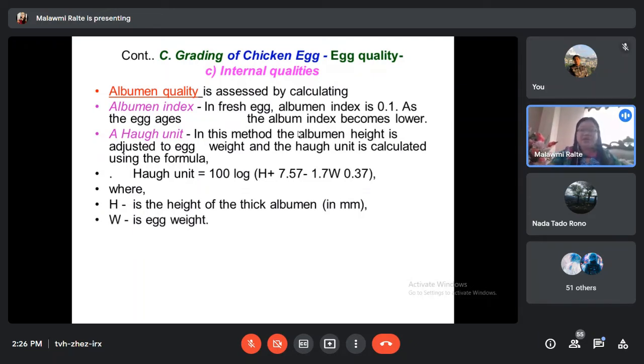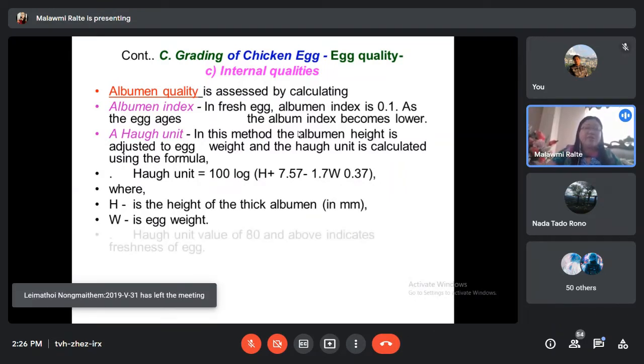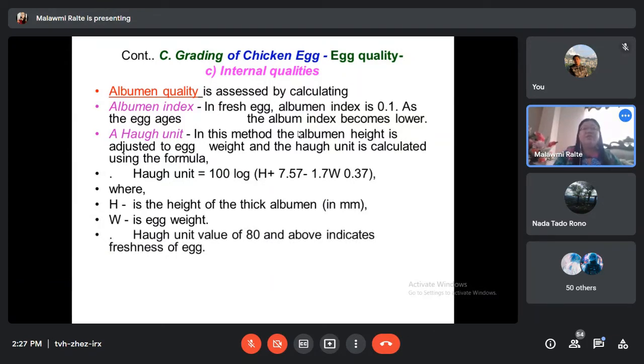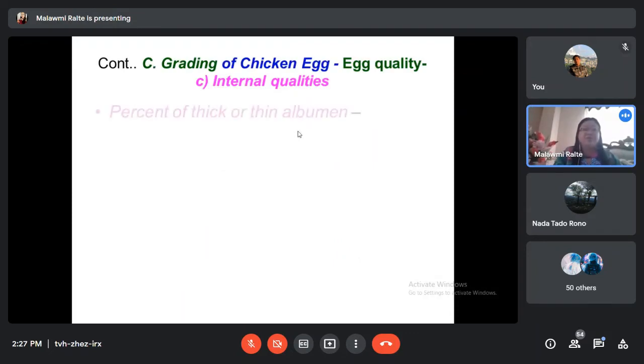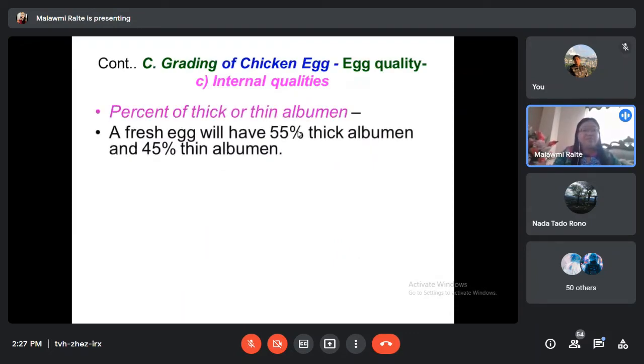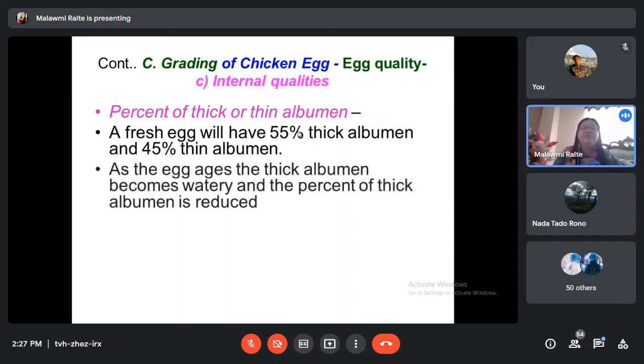You can measure it. I think you might have done this one in the LPT practical also. Then W is the egg weight. So a Haugh unit value of 80 and above indicates the freshness of the egg. When the egg quality deteriorates, the Haugh unit value also decreases. Then the percent of thick and thin albumin, you mark these things. A fresh egg means a freshly laid egg. On the day of laying, a fresh egg will have 55% thick albumin and 45% thin albumin.